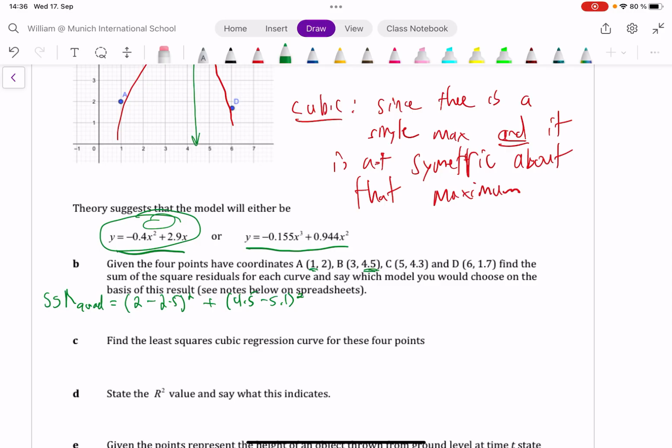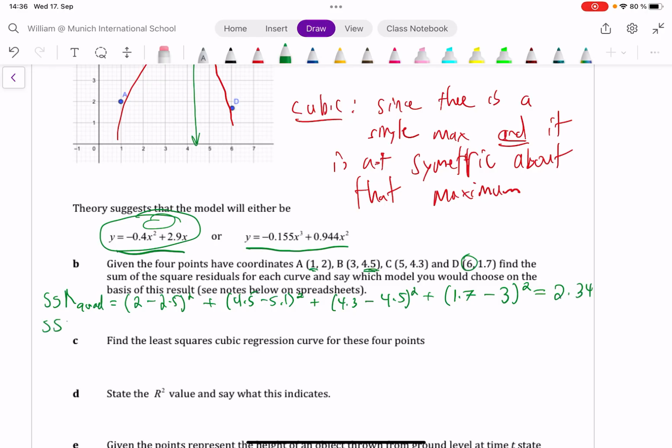So I find the difference of all these things, then I square them, and then I add them all together. So this is why I'm doing it in a single calculation. Then I find the difference of the actual y value, 4.3, minus 5 substituted into the quadratic, which is 4.5, squared. And then the last one is actual y value of 1.7. And then when I put 6 into the quadratic function, I get out 3 squared. And so I end up with 2.34.